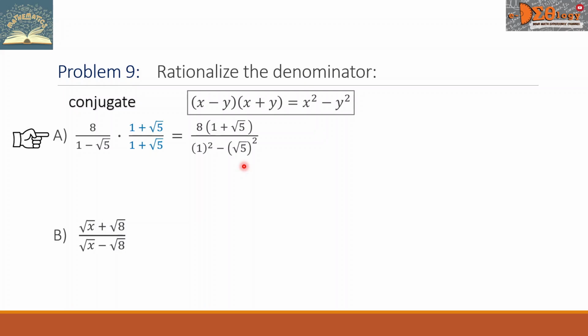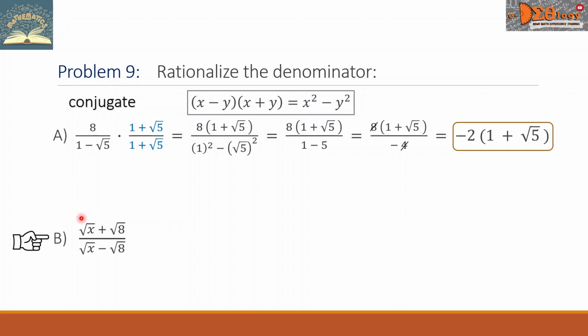Then we simplify the denominator. 1 squared is 1 minus the square of the square root of 5, which is simply 5. And 1 minus 5 is negative 4. We can simplify this 8 by negative 4. This negative 4 becomes negative 1 and this 8 becomes 2. Finally, we have negative 2 times the quantity 1 plus the square root of 5.